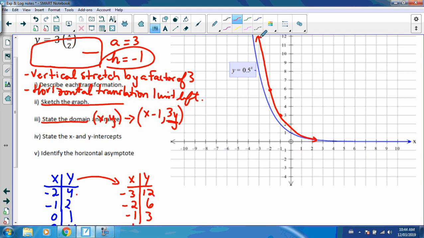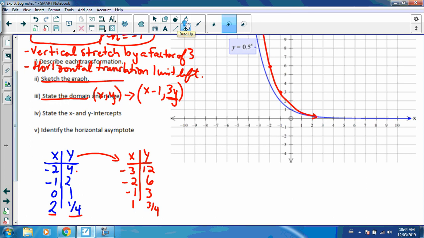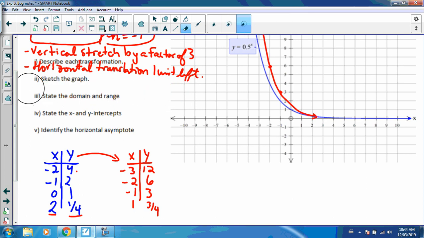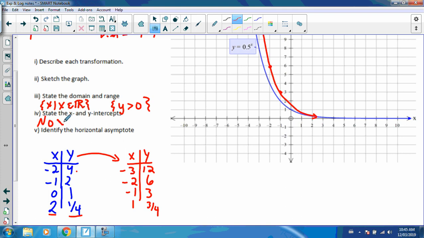Okay. So next, maybe if I erase what I wrote there, I'll be able to see what I was asking. There we go. Clean up some space here. The domain and range for our graph. So the domain is that x is an element of the real numbers. And the range, y is greater than 0. Okay. The x and y intercepts. So there are no x-intercepts.